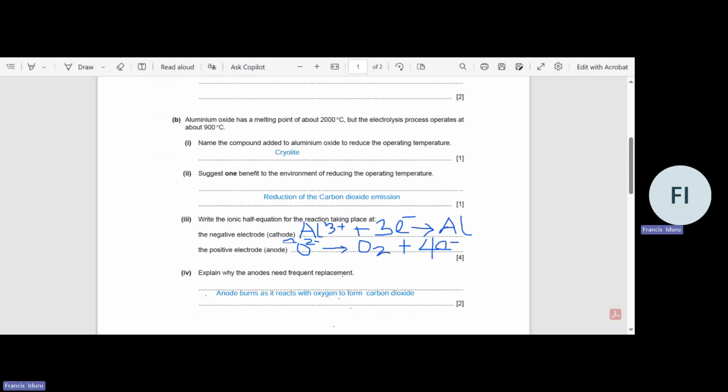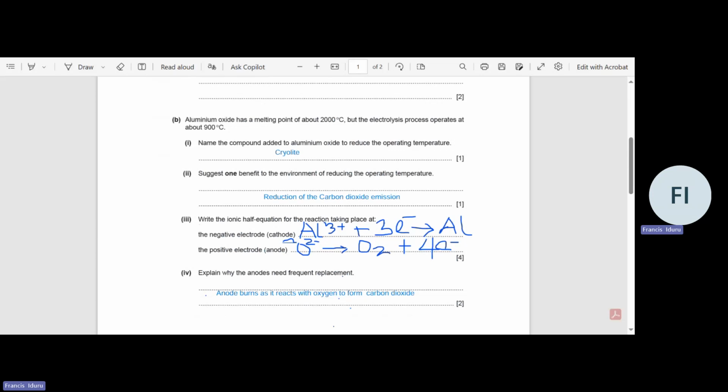So aluminium 3 plus, at the cathode we have reduction. So aluminium 3 plus will accept 3 moles of electron to form aluminium solid at the cathode. The mass of the cathode will increase because aluminium is deposited at the cathode.